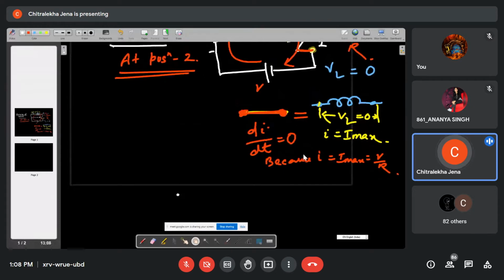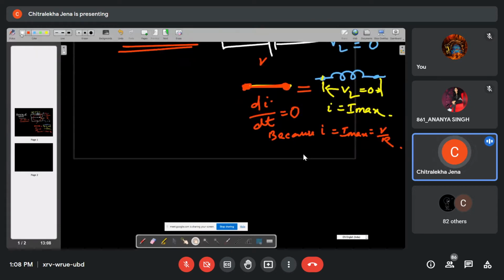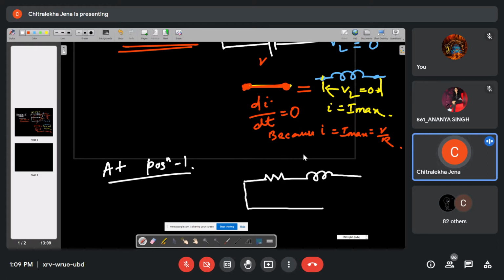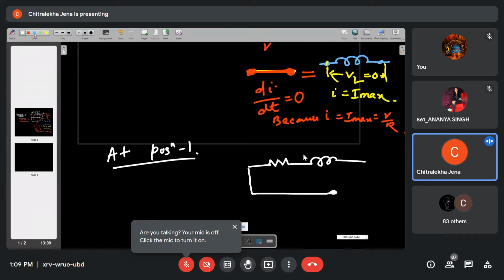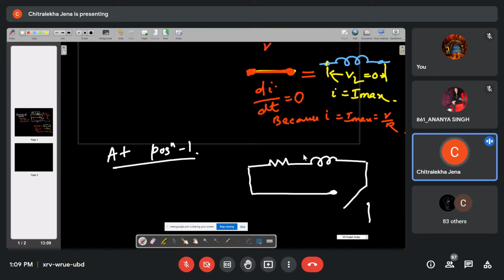All of you have written, this is at position number 2. So now think of a condition when the switch is connected to position number 1. How will the circuit be? Here the resistor is there, the inductor is there, and this one is your position number 2, and this one is your position number 1. Now think of a situation when the switch has been connected to position number 1.